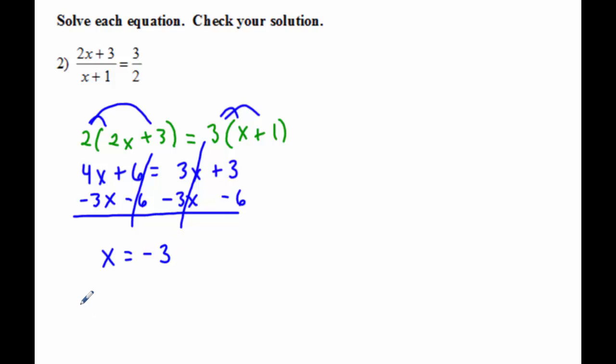So x equals -3. If I come back and check up here, -3 plus 1, that's not 0. So this really is an answer. Remember, if we plug it in and we get 0 on the bottom, it's not really an answer. Any questions on that one? Cross multiplying should be pretty easy.